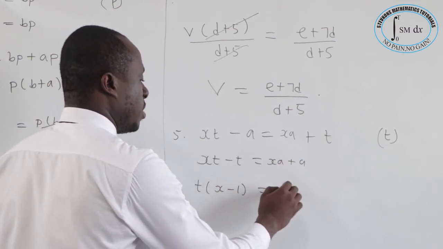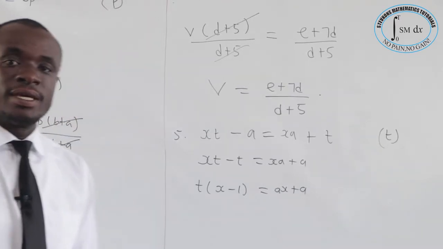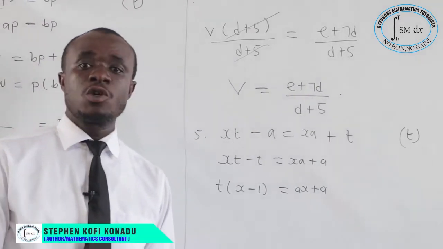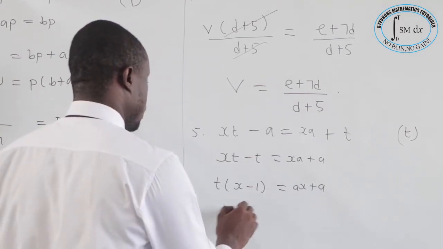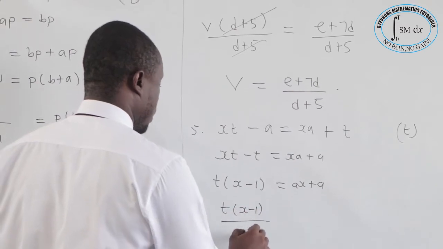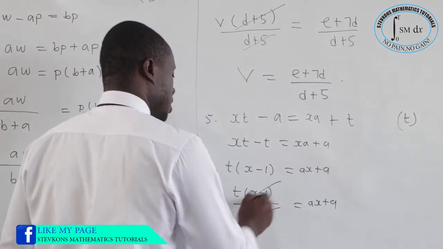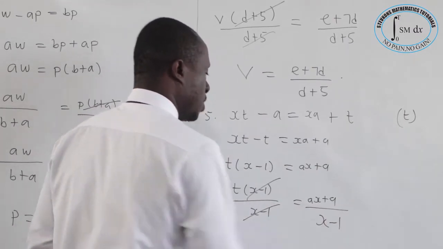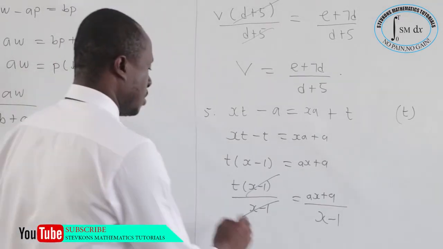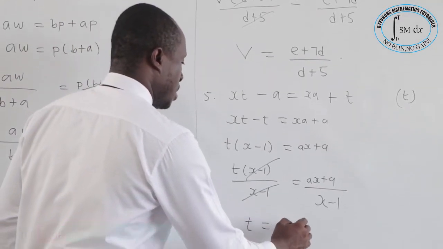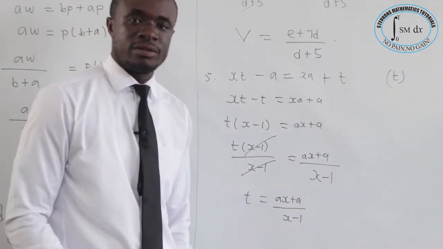We can rewrite it in the form ax + a. We want to make t the subject. What is multiplying the t? x - 1 is multiplying the t. So we divide by what is multiplying the t, which is x - 1. So you have t(x - 1)/(x - 1) equal to (ax + a)/(x - 1). Now this is cancelling out that, and you know x - 1. Whatever we do to the left hand side, we have to do the same thing to the right hand side. Now we have our t to be (ax + a)/(x - 1).